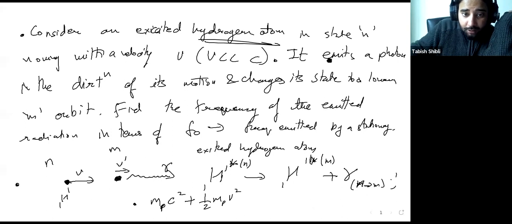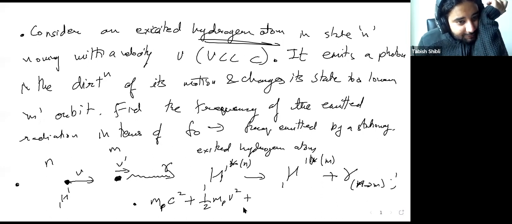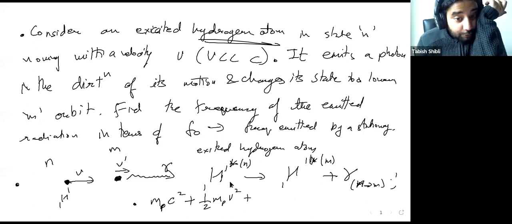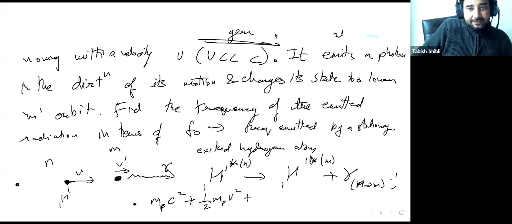What else? Is there some other energy? There is some another energy, right? Because what we know is that the atom is not in the ground state. It is in some higher excited state, and that state is the nth state, right?